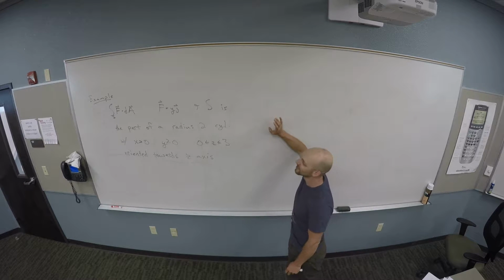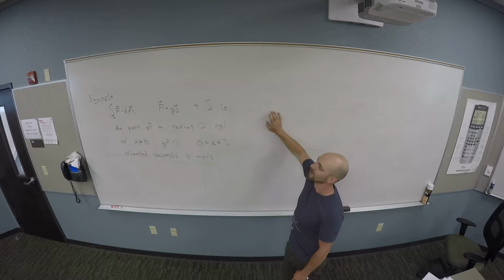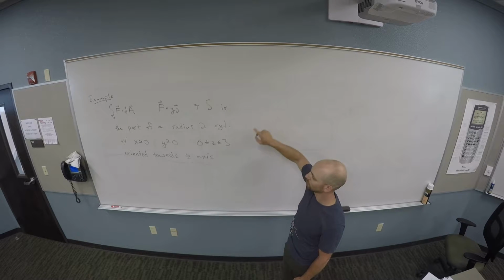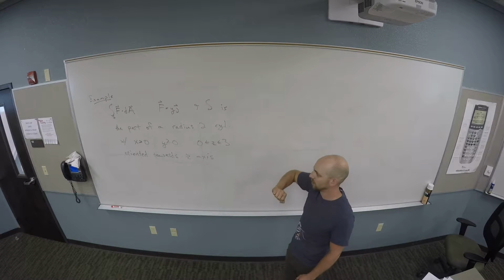All right, so let's calculate the flux through the surface of the vector field F, where F is y times j. And S is the part of a radius 2 cylinder with x bigger than 0, y bigger than 0, and z between 0 and 3, oriented towards the z-axis.